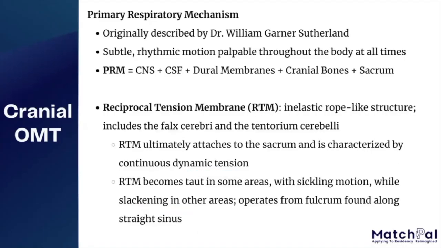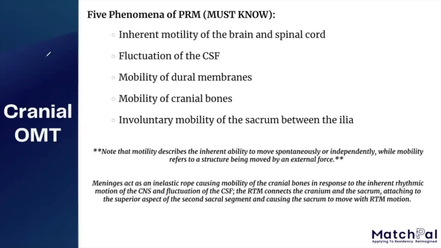With all of this in mind, let's discuss the different elements of the primary respiratory mechanism as described by Dr. Sutherland. Dr. Sutherland believed that the PRM has 5 anatomical physiological elements, or 5 phenomena of the PRM. These 5 phenomena are extremely important to know for COMLEX. COMLEX question writers love asking questions on those. The 5 phenomena are the inherent motility of the brain and spinal cord, the fluctuation of the cerebrospinal fluid, mobility of the dural membranes, mobility of the cranial bones, and involuntary mobility of the sacrum between the ilia. We're going to go over each one of these phenomena.